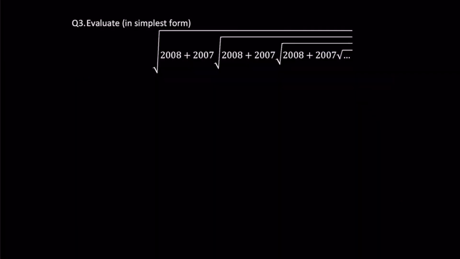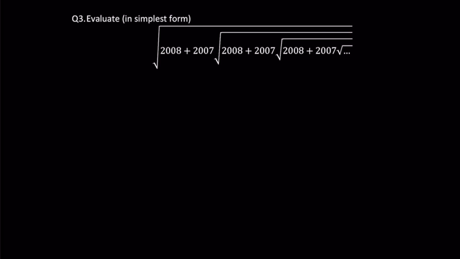Now let us begin looking at question 3. Here, we are required to evaluate this never-ending surd expression in its simplest form. The challenge here is obviously that the sequence itself is never terminating, and on top of that, we notice that the same numbers are recurring over and over again.